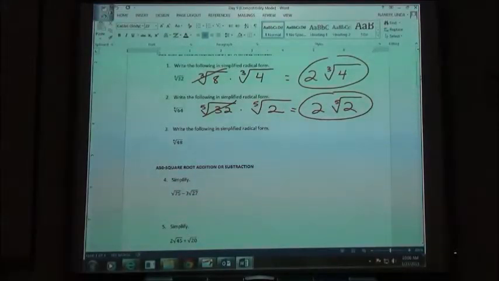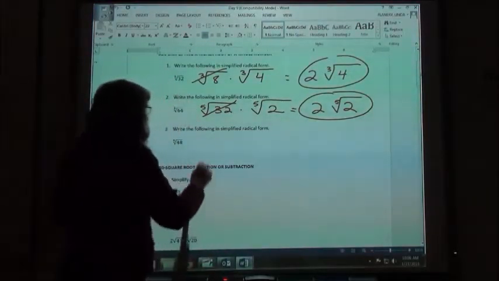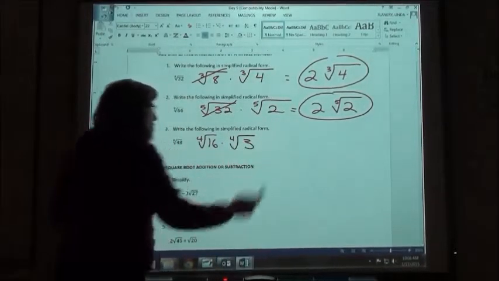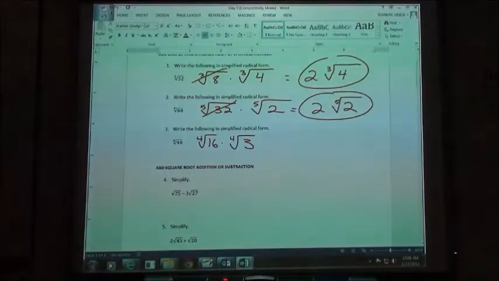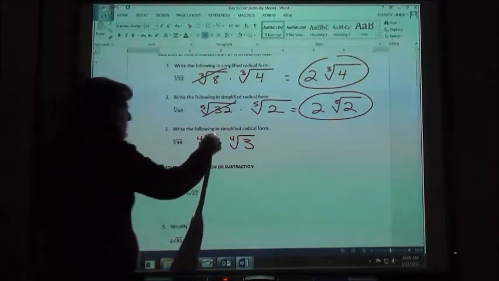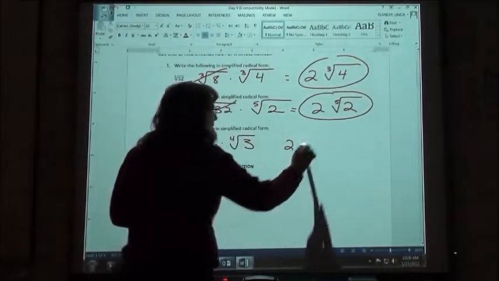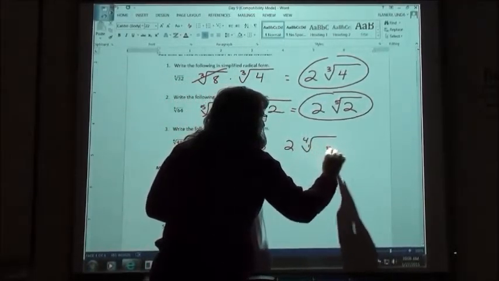So when I'm looking at simplifying a perfect fourth power, is it divisible by any of these numbers? In this case, 48 is divisible by 16, right? So I'm going to say it's the fourth root of 16 times the fourth root of 3, because 16 times 3 is 48. And then I'm going to do the fourth root of 16. The fourth root of 16 is 2, again. So I'm going to have 2 times the fourth root of 3 for my answer.